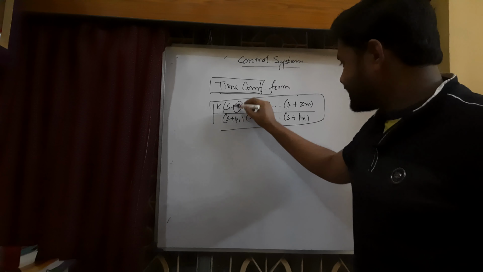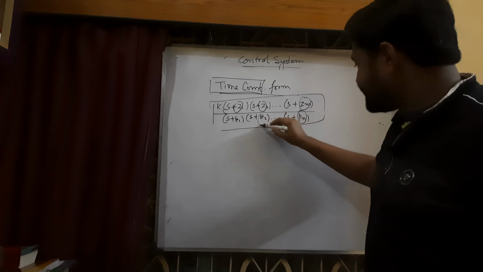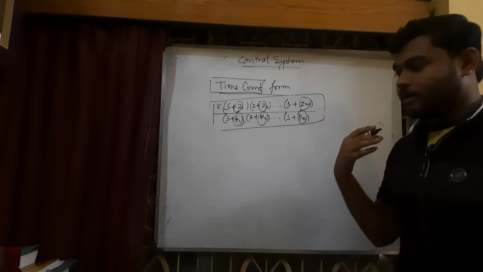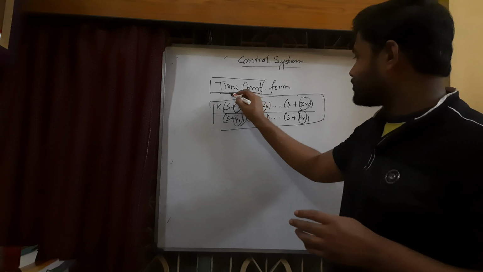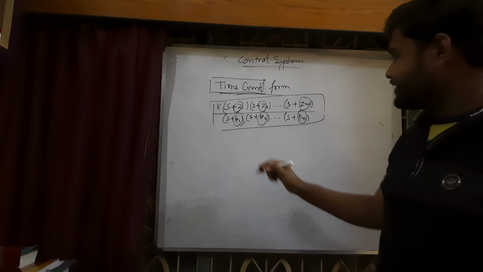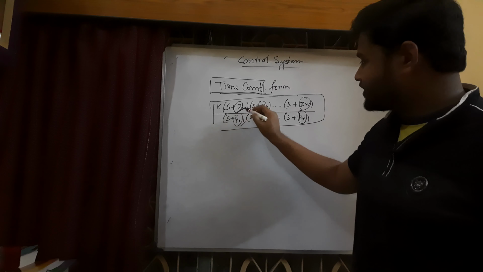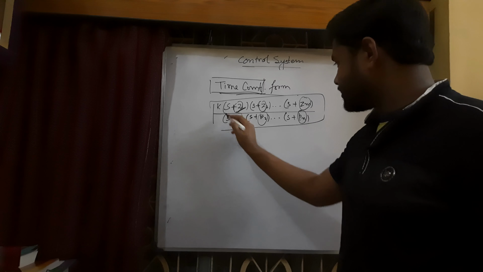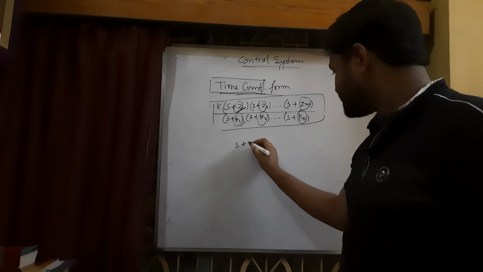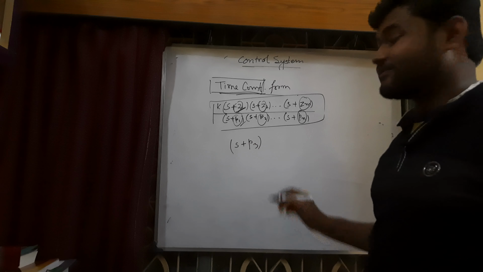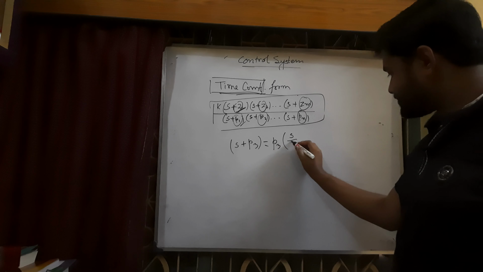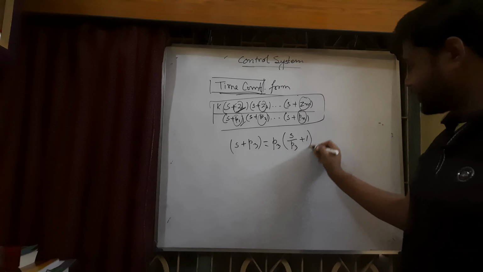Now each and every element, z1, z2, zm, pn, p2, p1, contributes to the time constant of the system. The time constant is actually the reciprocal of these elements. Let us consider a single factor, let's say s plus p3. This is a single factor. Now if I take p3 as common, then it will be p3 times (s by p3 plus 1).